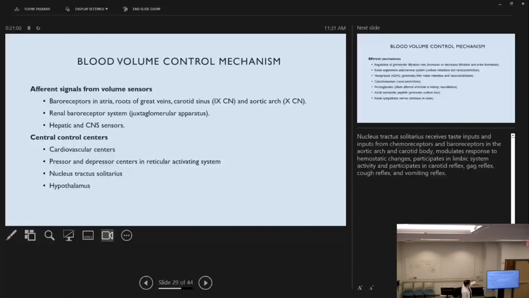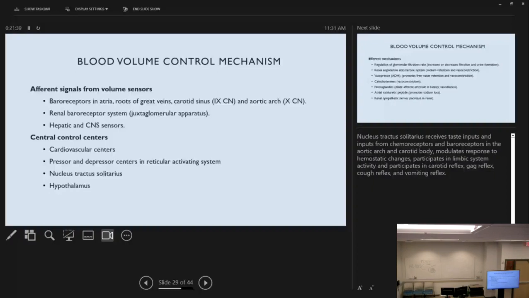Now those are the receptors that send afferent information, sensory information, okay, to the hypothalamus, to the medulla oblongata, okay, where we have the cardiovascular centers. We have a center that we call the pressor, and we have a depressor. So one increases the pressure, the other decreases it. One activates the sympathetic, the other the parasympathetic nervous system. And they are located in the hypothalamus, in the medulla oblongata.